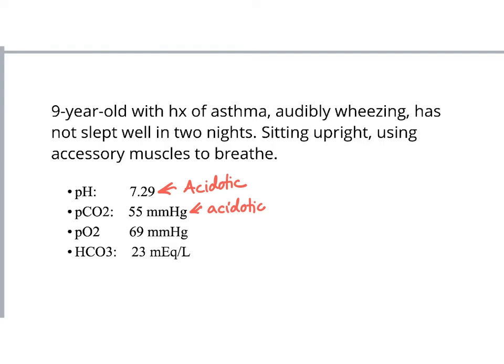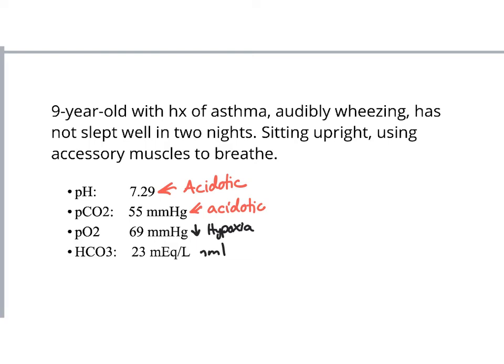The PO2 is 69 millimeters of mercury. Remember that normal for kids was 90 to 100. So this is low, hypoxia. Again, it doesn't have a direct effect on the acid-base balance, but is another clue that my patient isn't breathing correctly. And then the last one, the bicarb HCO3, the value is 23. That's normal. So nothing's wrong with the base levels in my body.